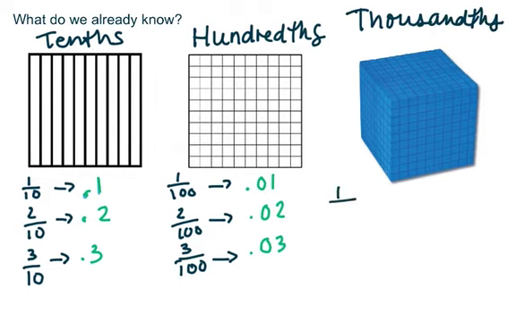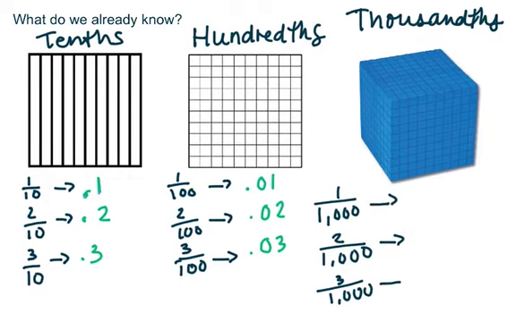So I can express 1,000th as 1 over 1,000, 2,000ths as 2 over 1,000, and 3,000ths as 3 over 1,000. And if I want to create my decimal equivalent, 1,000th would be 0.001, 2,000ths would be 0.002, 3,000ths would be 0.003, and so on and so forth.